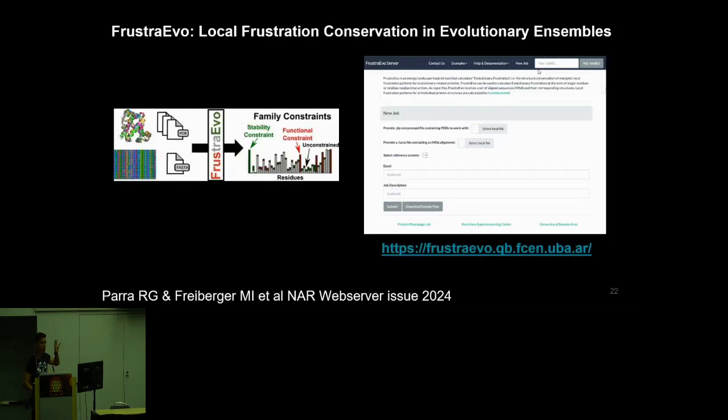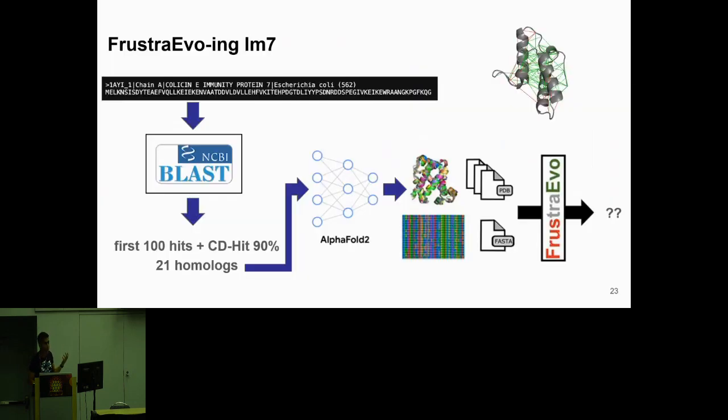So we have put all of these ideas into a new tool that has been recently published that we call FrustraEvo to do this automatically for whatever set of structures you might want. And if we go back to the example of IM7 and try to understand what's relevant and what's not, we can take the sequence of IM7, blast it against the NCBI database, and we can just get, for example, the first 100 hits. We reduce the sequence redundancy, and we end up with 21 homologs.